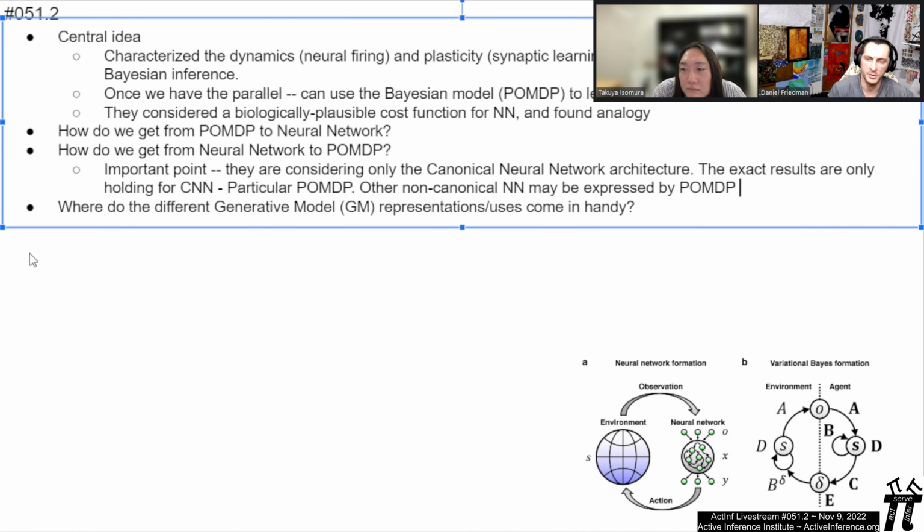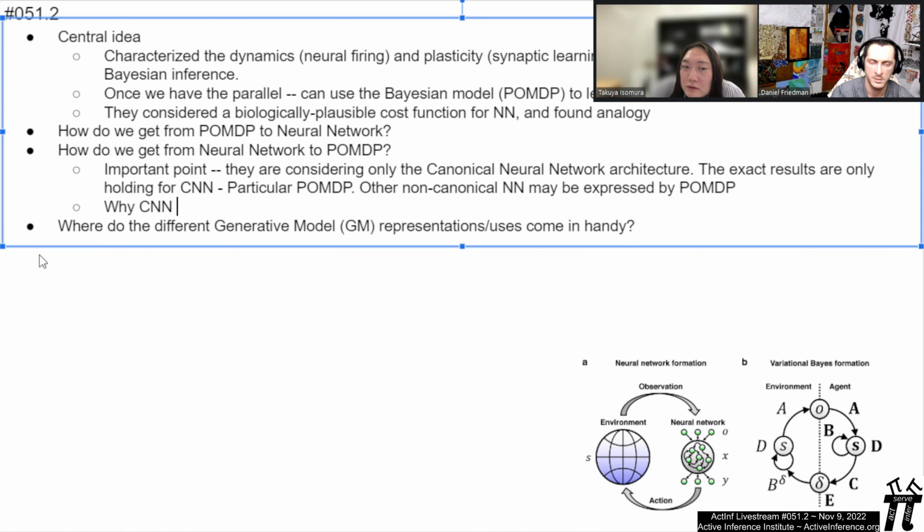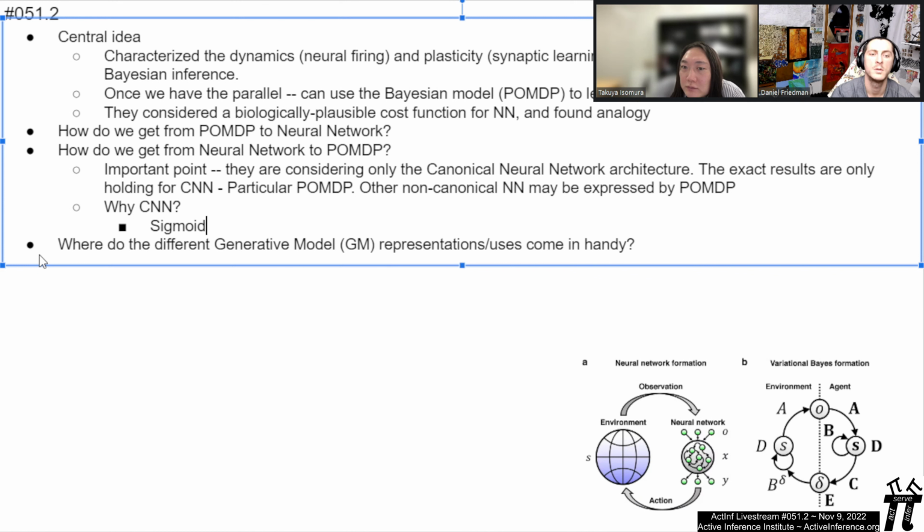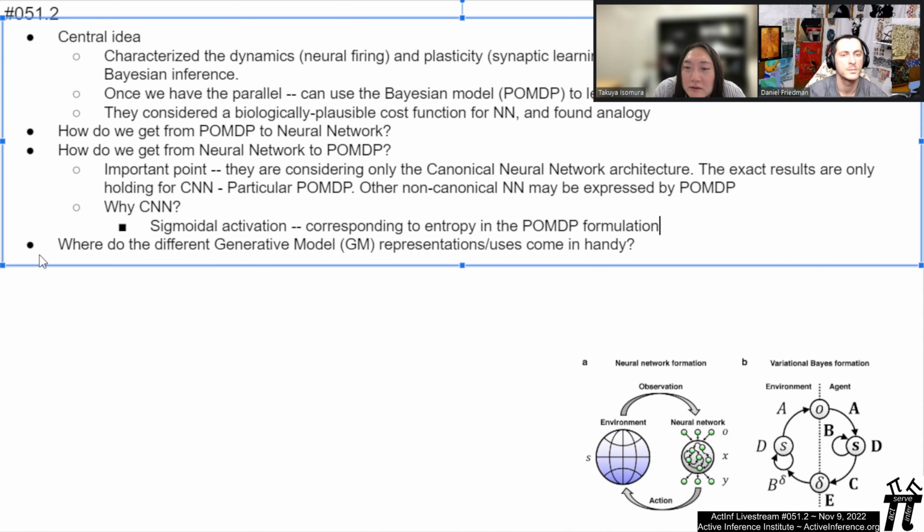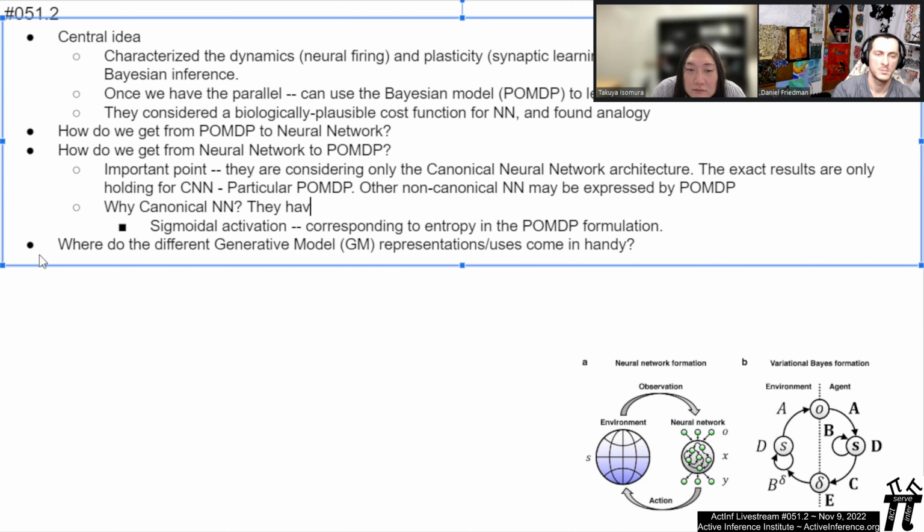So what is it about the canonical neural network architecture that facilitates its translation into the POMDP form? Yeah, first of all, it assumes a sigmoidal activation function. It nicely corresponds to the entropy term in the POMDP formulations. So that's why we can have a clear mapping. In other words, simply speaking, they have the same nonlinearity. That's why this translation is very easy. With another nonlinearity of a neural network equation, we would need to find another type of entropy equation or another type of prior distribution, which is very non-trivial.